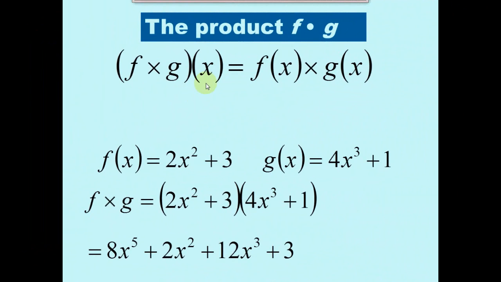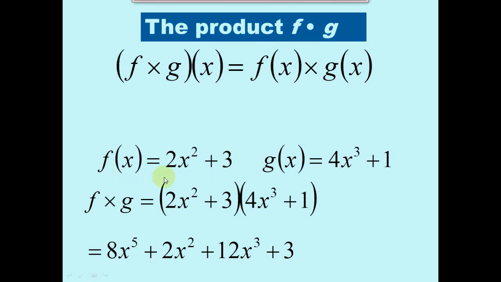The product of f and g. So let's say we have f times g, and then in parentheses we have x right there. That should equal f of x times g of x. We're just talking about the convention, how we write operations of functions. So instead of writing f of x times g of x, we may just write f times g, and that means both functions are with respect to x. So our resulting function should also be with respect to x.